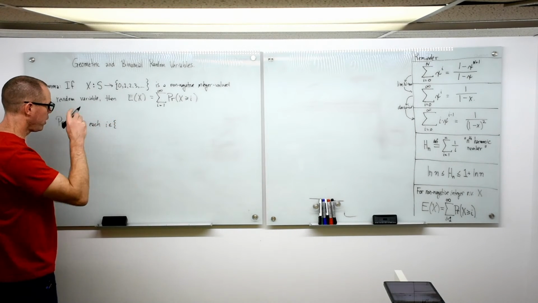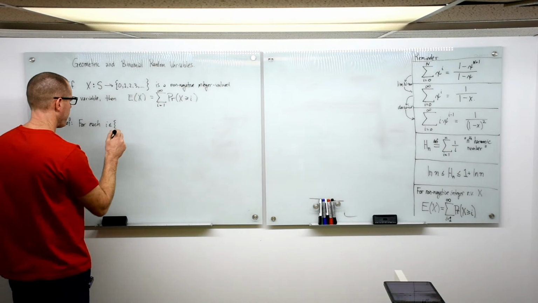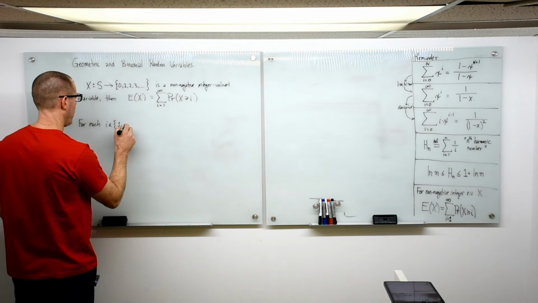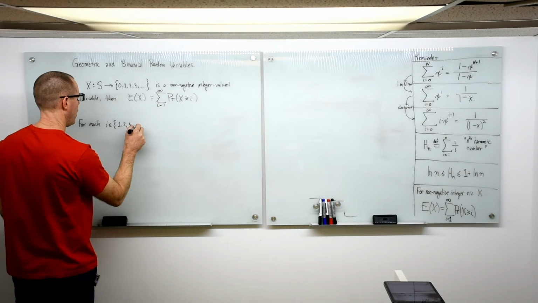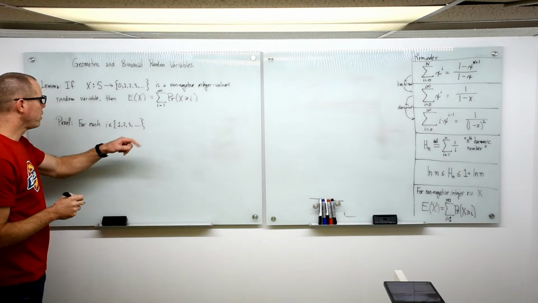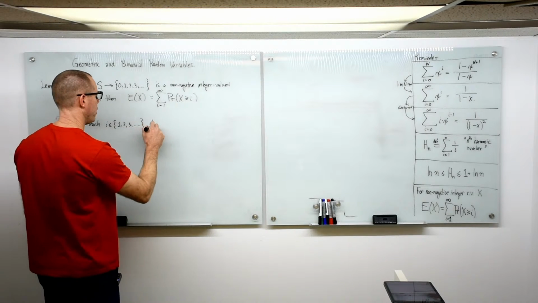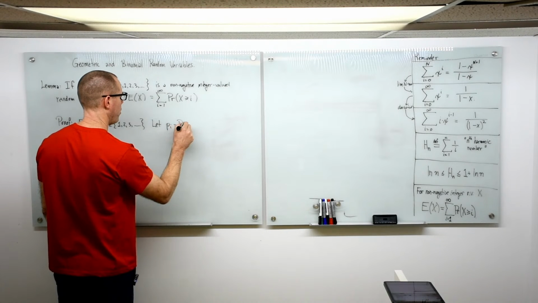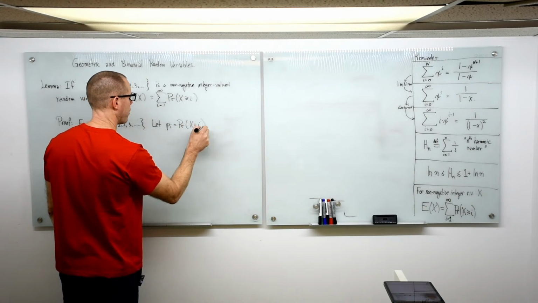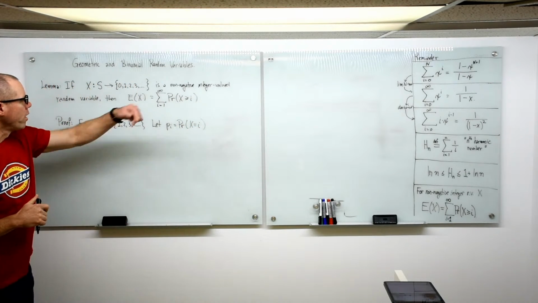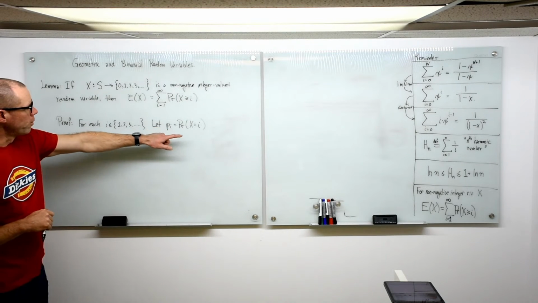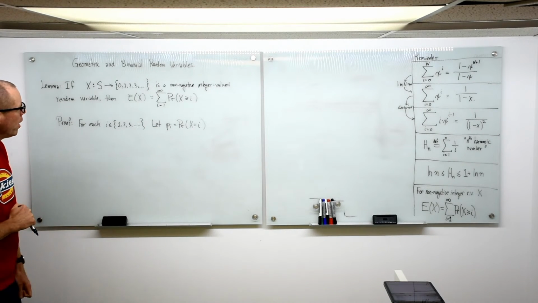For each i in, let's say, 1, 2, 3, so all the positive integers, let p_i equal the probability that X equals i. So X takes on all these different values, and for each value there's a particular probability that X takes that value.